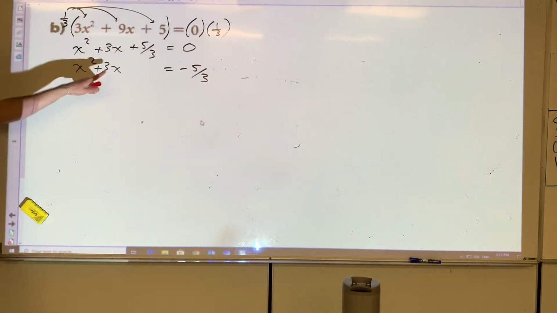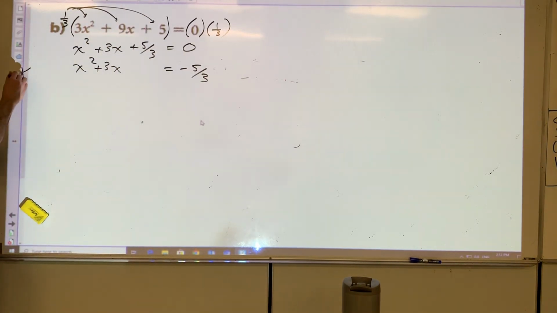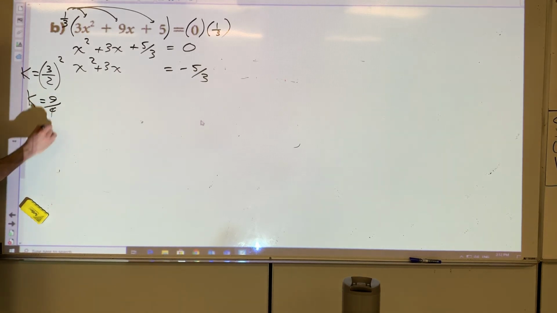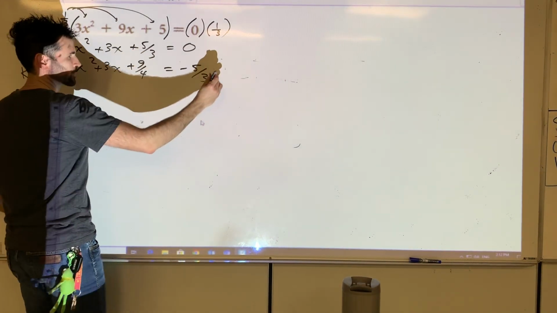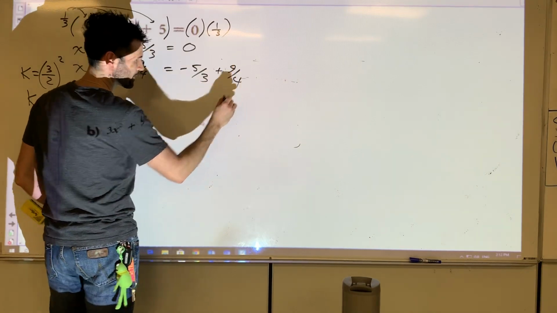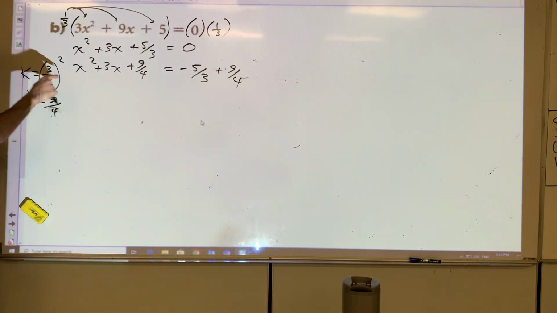So I'm going to take the b term, which is 3. I'm going to divide it by 2, and I'm going to square it. Now, the intermediate step here is I would just leave it like this. I can't go 2 into 3. So I'm just going to write 9 over 4. That's what I get when I square it. So I'm going to add 9 over 4 here, and I'm going to add 9 over 4 on that side. Now, this is a perfect square trinomial.